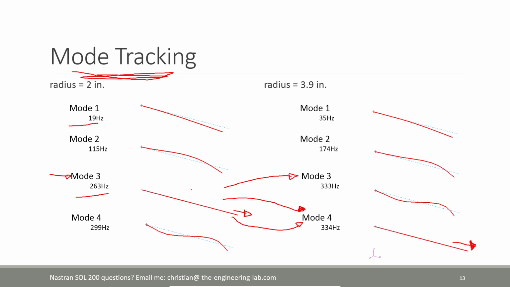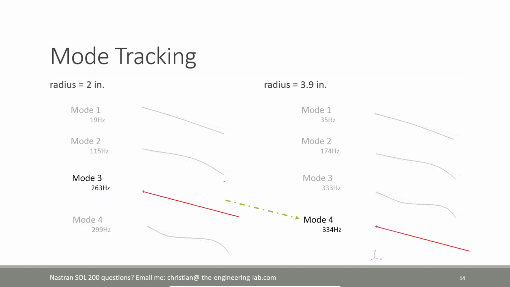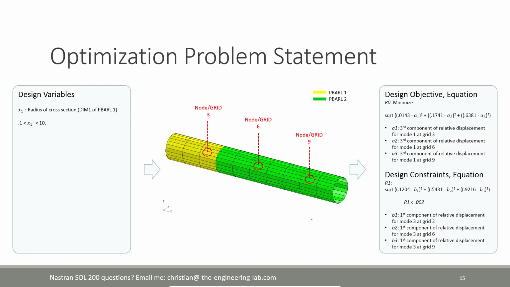So just to sum up the slide, mode tracking is going to allow Nastran to follow the mode. So the mode goes from 263 hertz, then becomes a different natural frequency. It's going to let Nastran follow the mode and ensure that the constraints are applied to the proper mode shape.